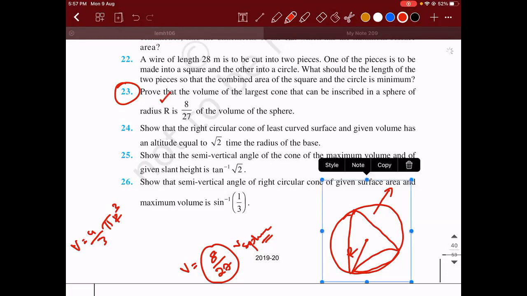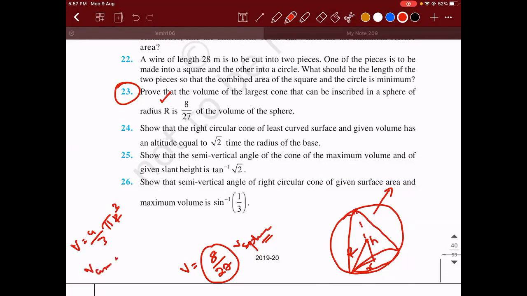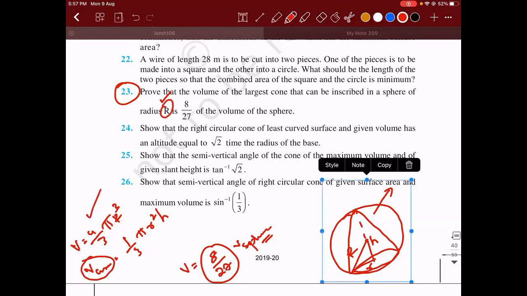In a sphere of radius capital R. Okay, so if I take the radius of the cone to be small r and the height to be h, the volume of the cone is how much? 1 by 3 pi small r square into h. Now how many variables do you have? 3, sir. No, what are the 3 variables? There are only 2. Only the cone is varying, the sphere is given, no. Yes, sir, so capital R is given.